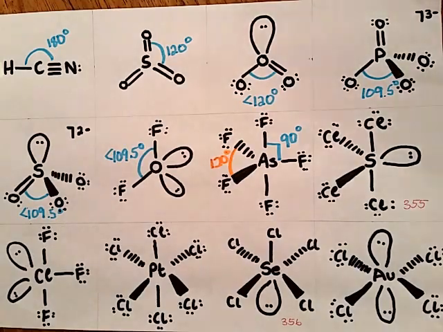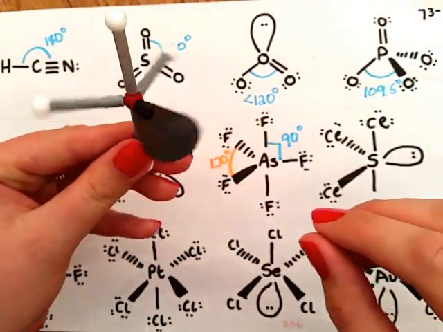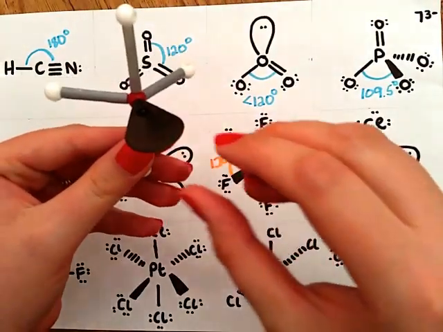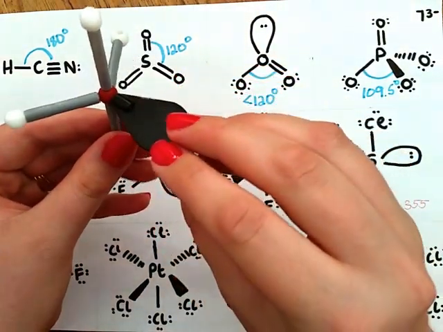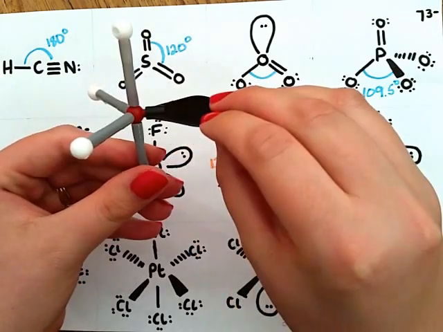What happens when we introduce a lone pair? As we know, we spin the molecule and we can see that the lone pair is placed equatorially. What is the effect of the lone pair on the angles?